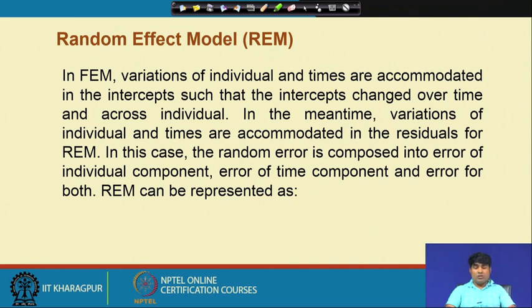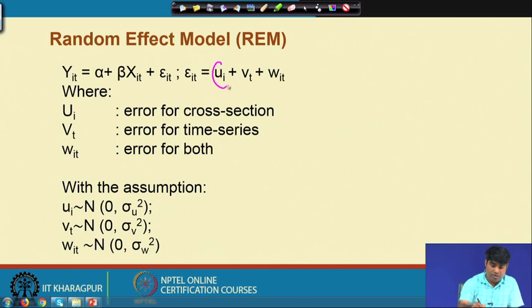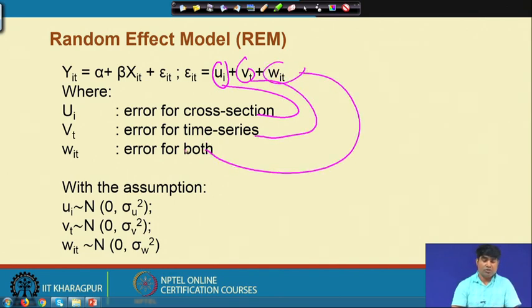In this case, the random error is decomposed into an error of the individual component, an error of the time component, and an error for both. The random effect model can be represented as y_it = alpha + beta x_it + error, where the error terms move into three different forms: the cross sectional type, the time series type, and the pooled type. For instance, we have u_i, the cross sectional error, v_t, the time series error, and w_it, which pools both cross sectional and time series.